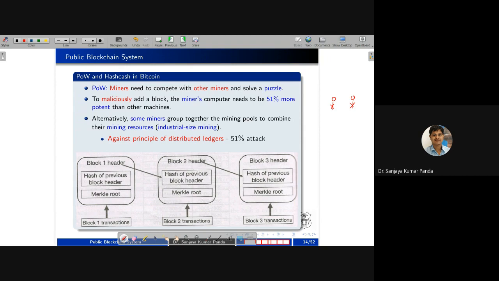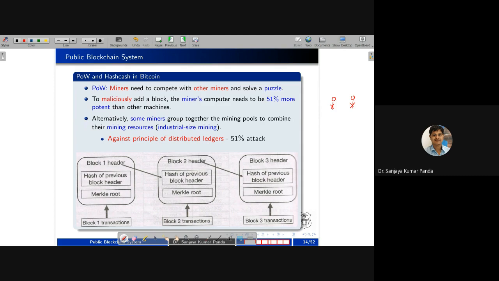But as the chain is increasing day by day, we believe that 51% will not do any kind of malicious activity in order to make trouble for the entire network, right? So that's why we say it is against the principle of distributed ledger, because a 51% attack is not possible if more people join the network.